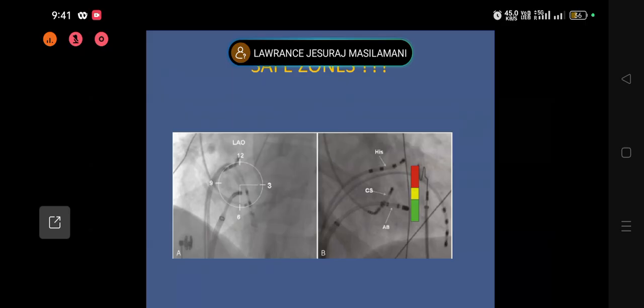The safer zones, the green ones, I have given you in an RAO view. Green ones are the safer areas where you ablate the AV nodal reentrant arrhythmia with slow pathway modification. Yellow ones are okay, but red ones are strict no. You don't go into the places where red is marked. That's the area where you are going to hit the AV nodal conduction system.